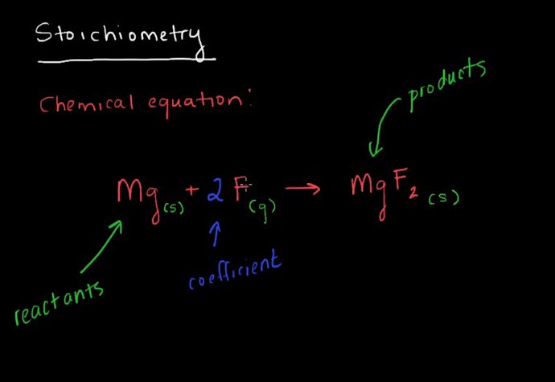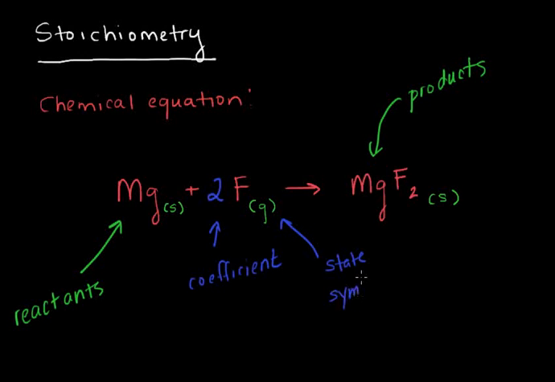We can also think about this in terms of moles. We can say 1 mole of magnesium combines with 2 moles of fluorine to produce 1 mole of magnesium fluoride. And the last thing to say about this chemical equation, we're going to talk about briefly these little parenthetical letters. What do these actually mean? Well, you probably know these are just state symbols.